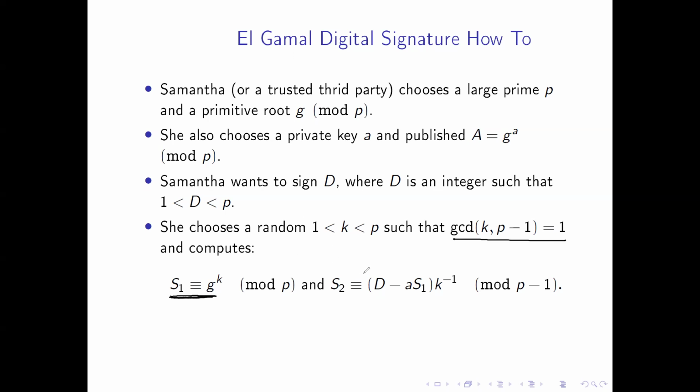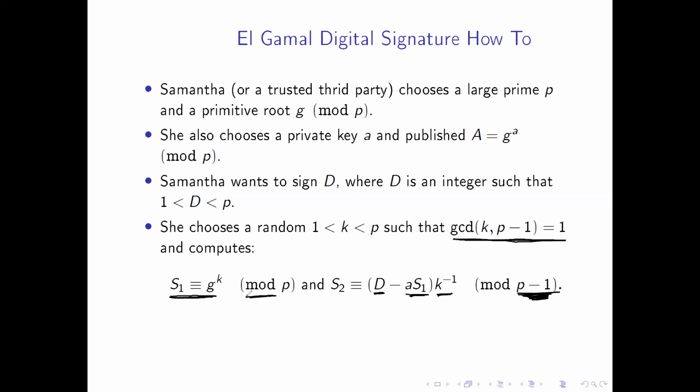S2, on the other hand, is going to be my document or message minus little a times S1, which I just computed, times k inverse, but this is k inverse mod p minus 1. This is a critical thing. This is why I had to have the greatest common divisor of k and p minus 1 be 1. That was what guaranteed that there was an inverse. If that number is not 1, then there actually is no inverse and we are stuck and this does not work. So I'm going to take the inverse, but it's mod p minus 1.